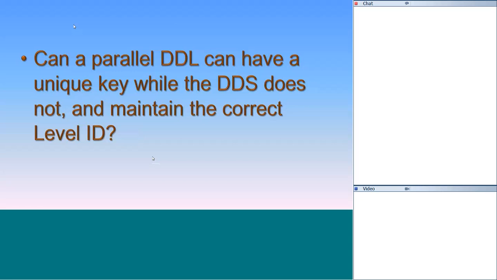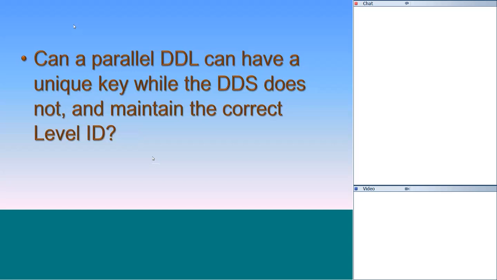I do not see that one should keep two files of the same name. In fact, IBM i won't allow you to do that. A DDL and a DDS can have the same name. They can exist, but they can't be different files as such. It's not a good idea. The answer, however, to the question is whether a DDL and a DDS have a unique key or not. The level ID remains the same.